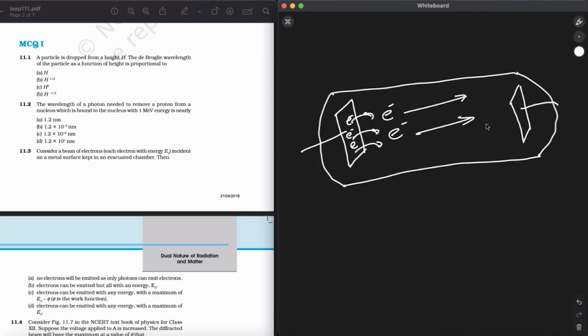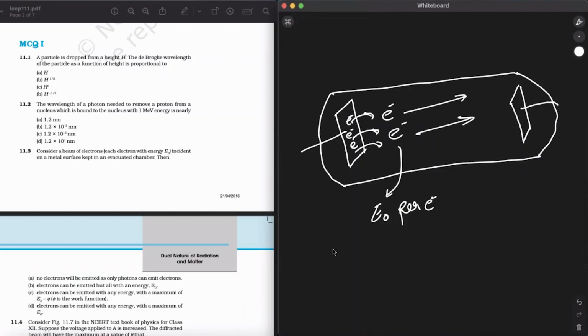In the question it was given that we have to consider a beam of electrons. A beam is what? These electrons moving at a high speed, each electron with an energy of E naught per electron. Now it is incident on a metal surface which is kept in an evacuated chamber. So this is an evacuated chamber, and this is the metal surface. Option number 1 is no electrons will be emitted as only photons can emit electrons. Option number 2 is electrons can be emitted but all with an energy E naught.